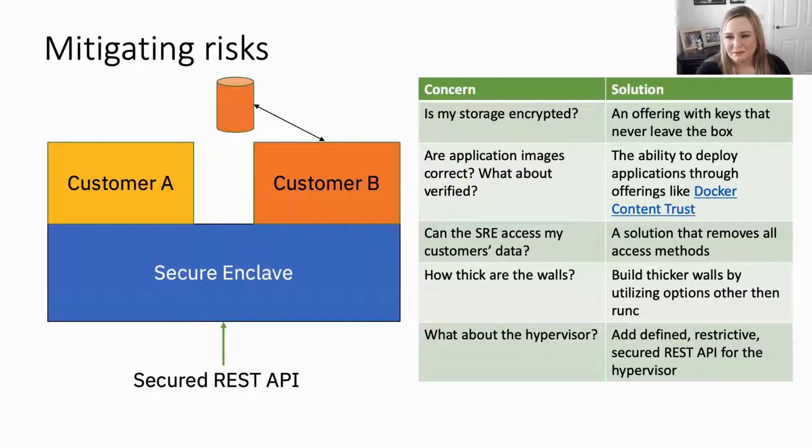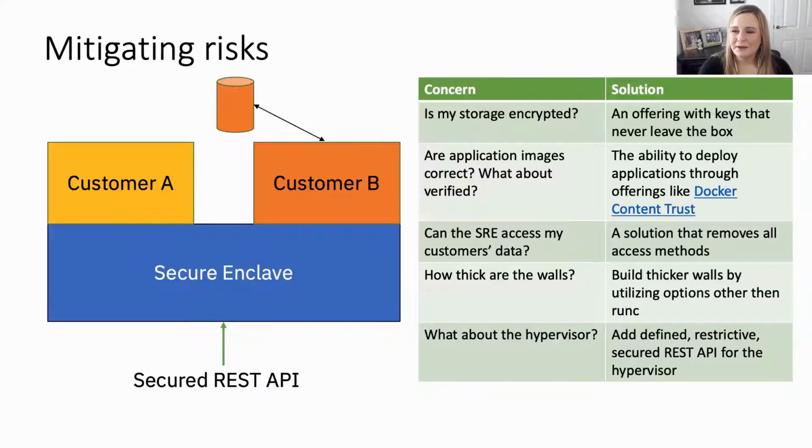What about the application images? How do we know that they are the ones that we intended to deploy? Maybe we could use an offering that has the ability to deploy applications through things like Docker Content Trust. And there's a link there for Docker Content Trust if you're unfamiliar with it. But basically you sign an image and you authenticate with Docker Content Trust, and you pull based off a hash instead of just saying, I want to pull this Docker image and potentially getting maybe a slightly different version than you intended.